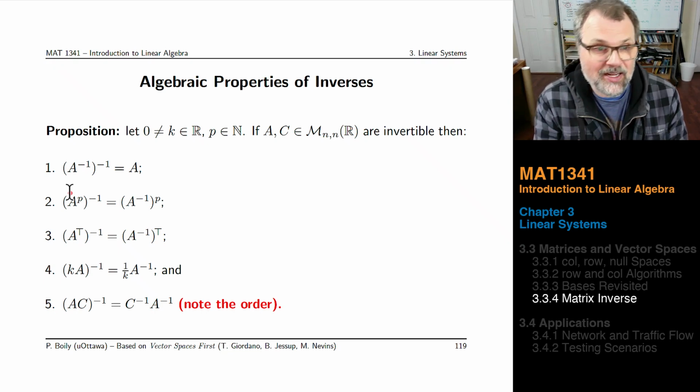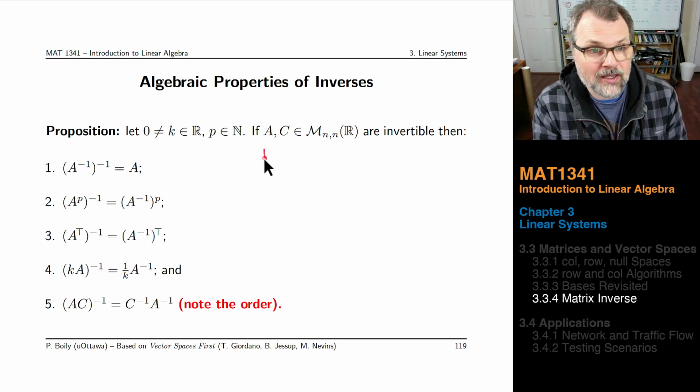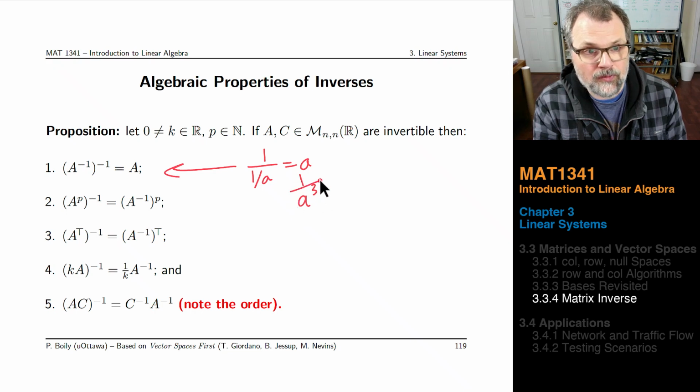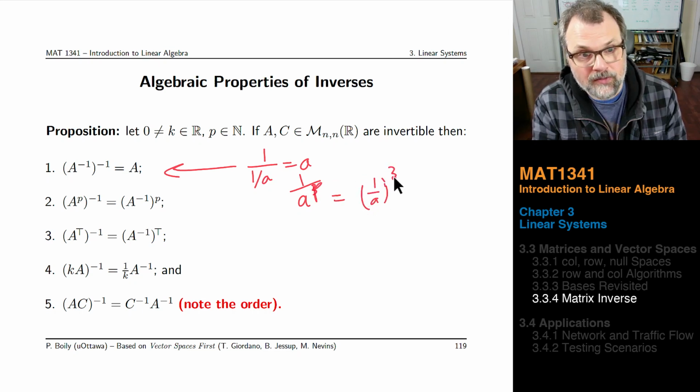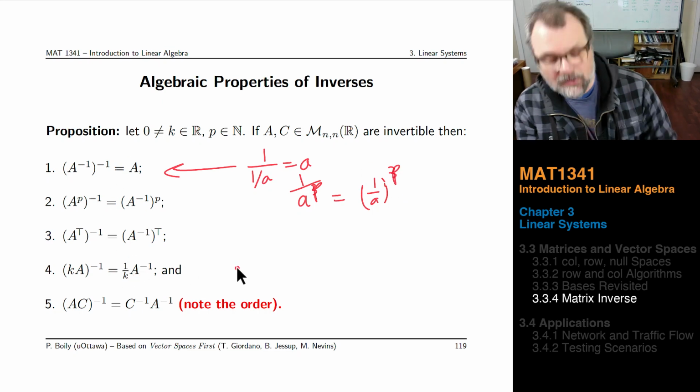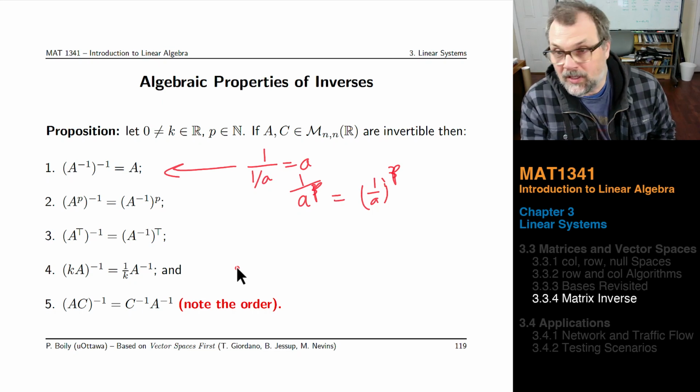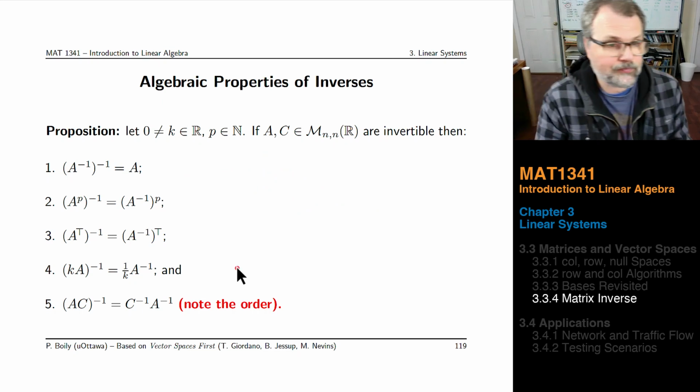You're noticing something. That's looking an awful lot like saying 1 over 1 over a is the same thing as a. And this is saying the same thing as 1 over a to the 3 is the same thing as 1 over a to the 3, say, or p, or whatever you want. A lot of these properties are very much the same as properties of real numbers. It's just they apply to matrices in general.